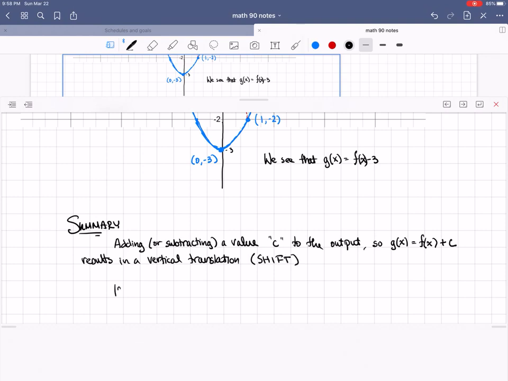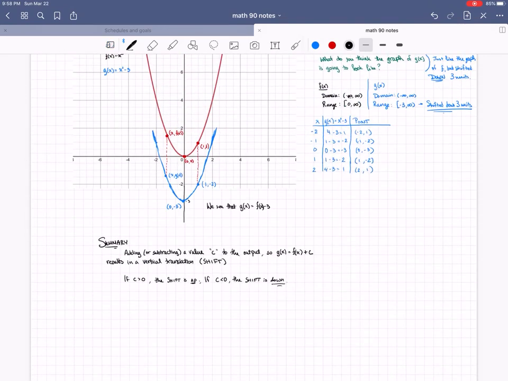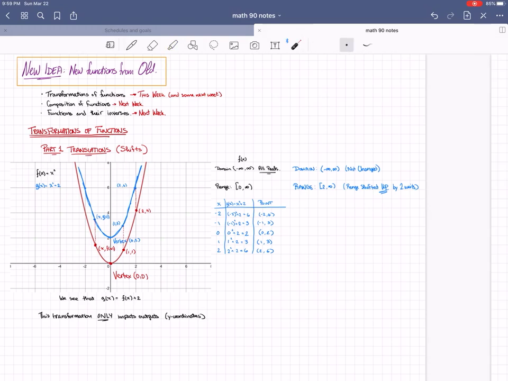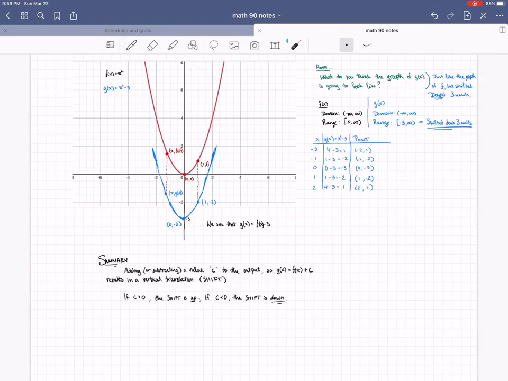If C is positive, in other words, if we're adding, the shift is up. If C is negative, the shift is down. So this concludes our conversation about what are called vertical translations. So we did an example where we shifted up. That's here. And then we did an example where we shifted down. That's there. And then we summarized it here.